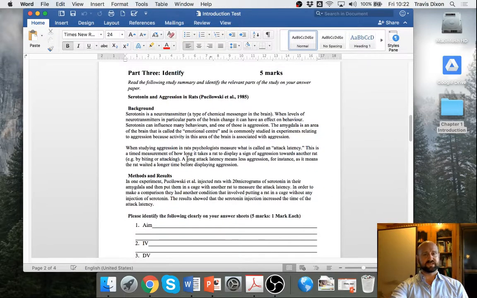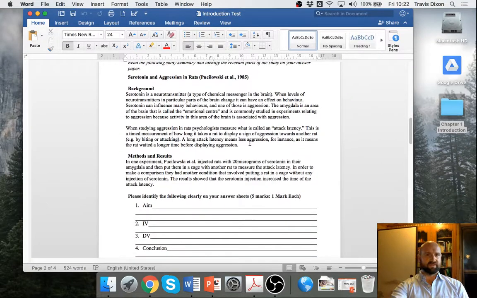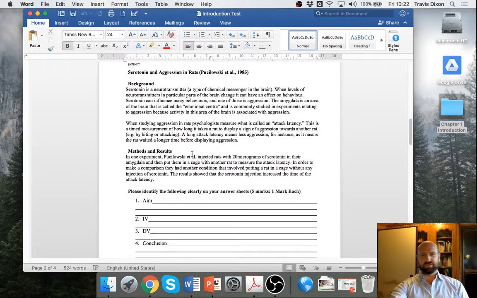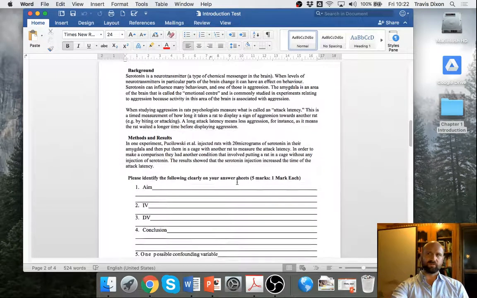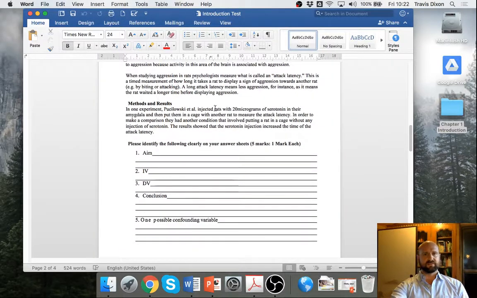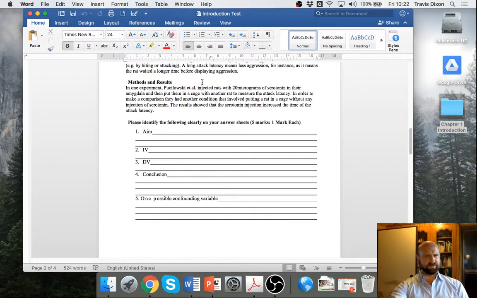This is actually a really interesting study about injecting the amygdala of rats with serotonin and then measuring their attack latency. And you could even use this in your course. It's not in the textbook. I found it afterwards, and also I wanted to have an unseen study that they would have no way of knowing about. But yes, pretty interesting study.